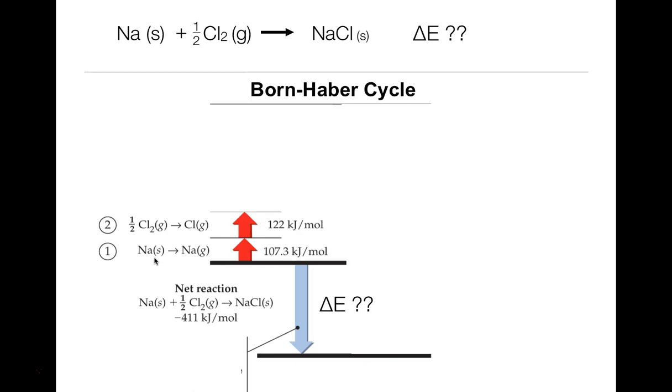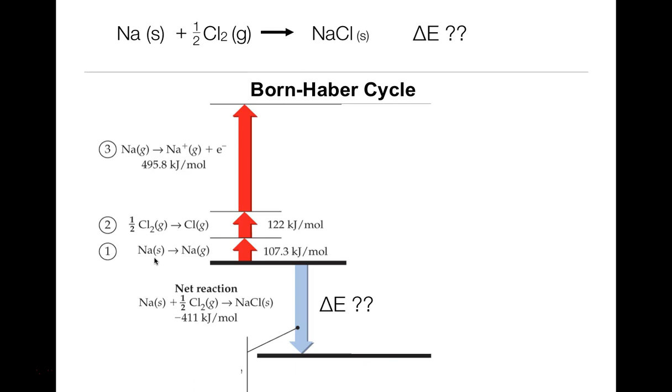So we need to put in 122 kilojoules of energy to turn the half a mole of molecular chlorine, so the half Cl2, and convert it into 1 mole of gaseous atomic chlorine. So there's our gaseous Cl. This is called the bond dissociation energy, and it's how much energy it takes to literally pull apart the two atoms of chlorine in the molecule of Cl2. At this point, at step 2, before we go to step 3, we now have both sodium as an atomic gas and chlorine as an atomic gas.